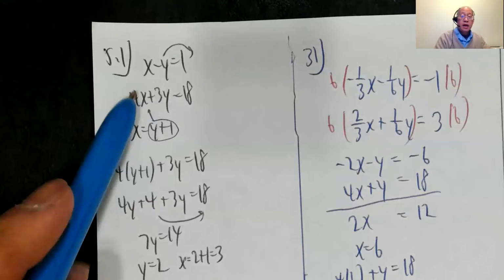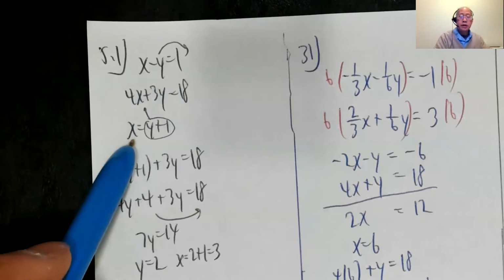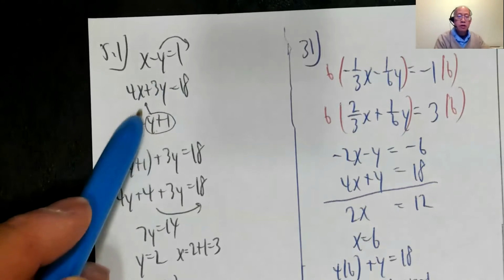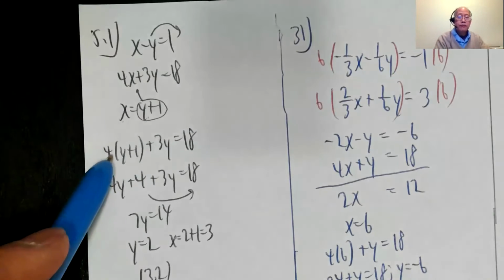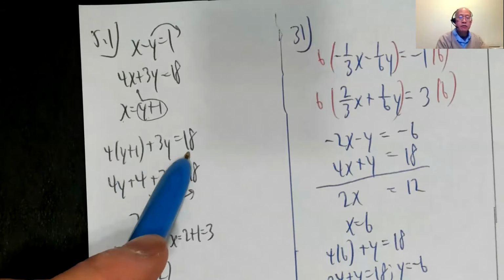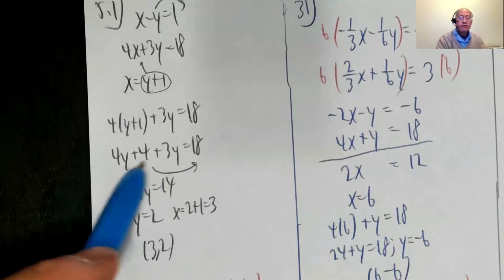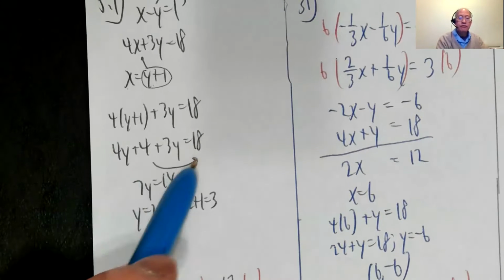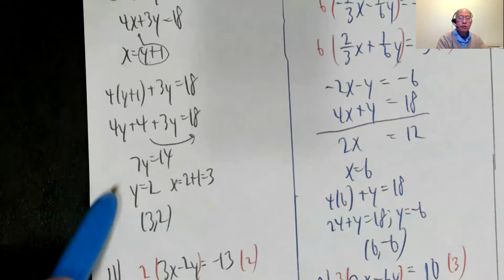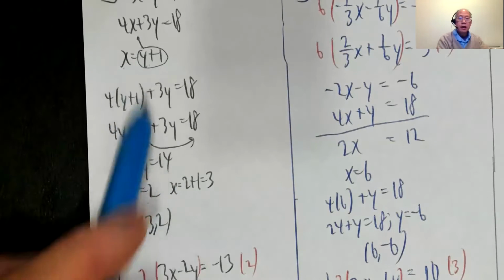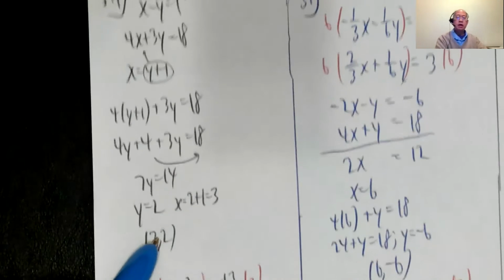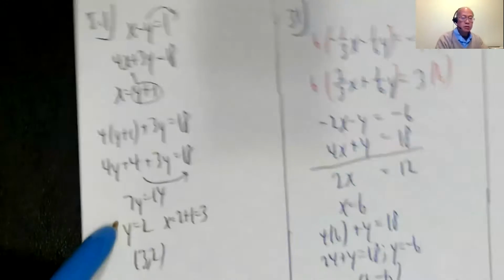So I can add y to both sides. That gives me x equals y plus 1. Plug that back into here. So 4 times (y plus 1) plus 3y equals 18. 4y plus 4 plus 3y equals 18. Subtract 4 on both sides. 7y equals 14, so y equals 2. Plug back in, x is 3. So the ordered pair is (3, 2), done by the substitution method.